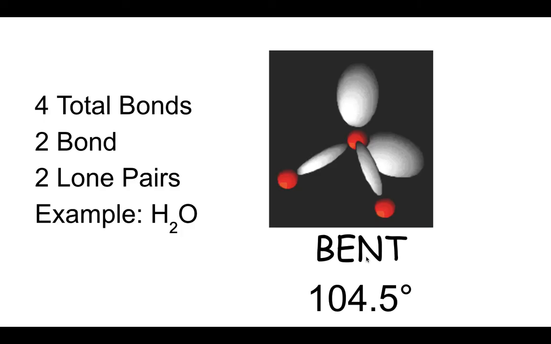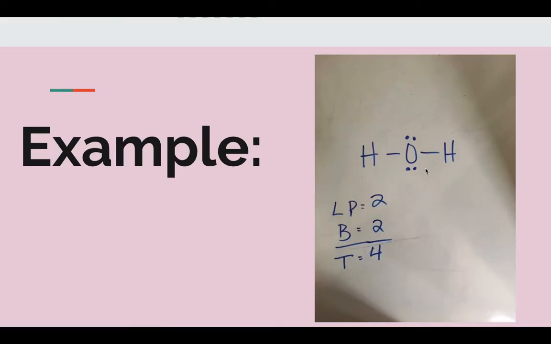Our next one is bent. We have 4 total bonds. You have 2 bonds, 2 lone pairs. We can see the lone pairs, they take up much more space. They are much larger. Our example is H2O. Oxygen is our central atom. We have 2 bonds, 1, 2. 2 lone pairs, 1 lone pair, 2 lone pairs, so 2 plus 2 is 4.